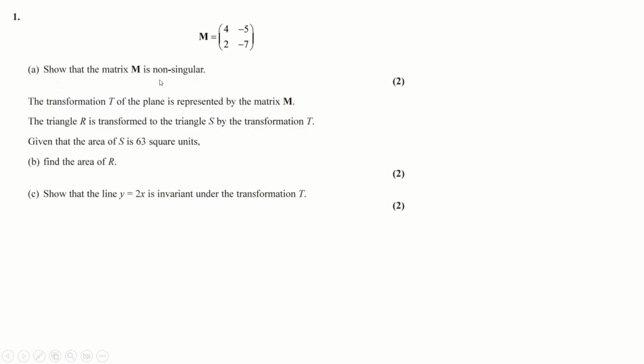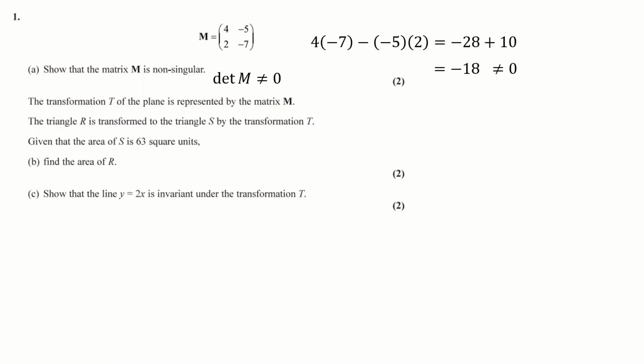Good, so singular matrices are matrices that have determinant 0, so non-singular means I'm looking for the determinant not to be 0. The determinant is this times this, which is minus 28, minus this times this, which is plus 10, because there's two negatives there. And we get minus 18, which is not 0, so this is definitely not a singular matrix, it's non-singular, so that's good.